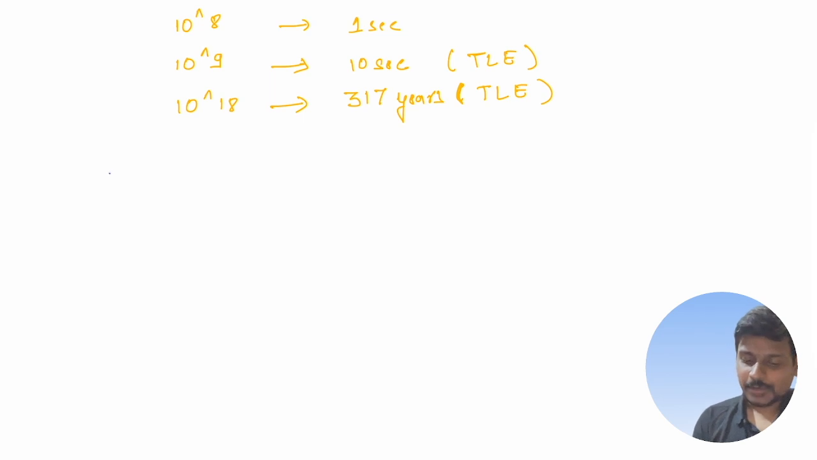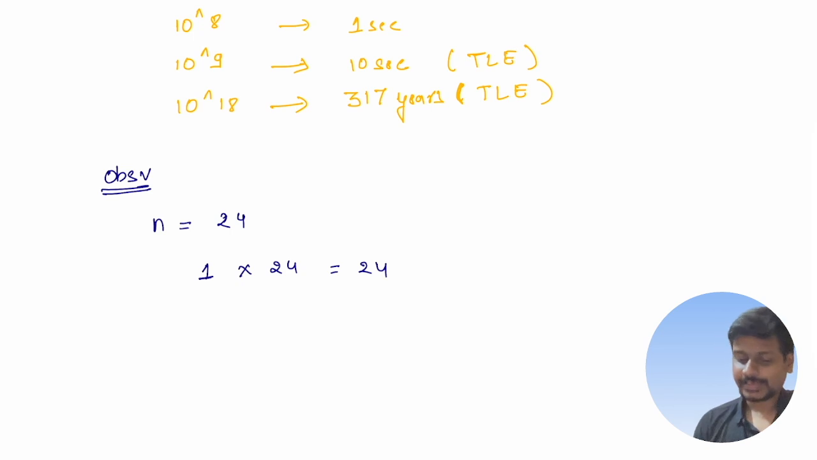So let's look at some observations, right? Let's try to write down the factors of 24. 1 is a factor of 24, right? And it gets multiplied with 24, which will give us 24. Then 2 is another factor of 24, and it gets multiplied by 12 to give 24. Now 3 is there. 3 gets multiplied by 8, then 4, which gets multiplied by 6.